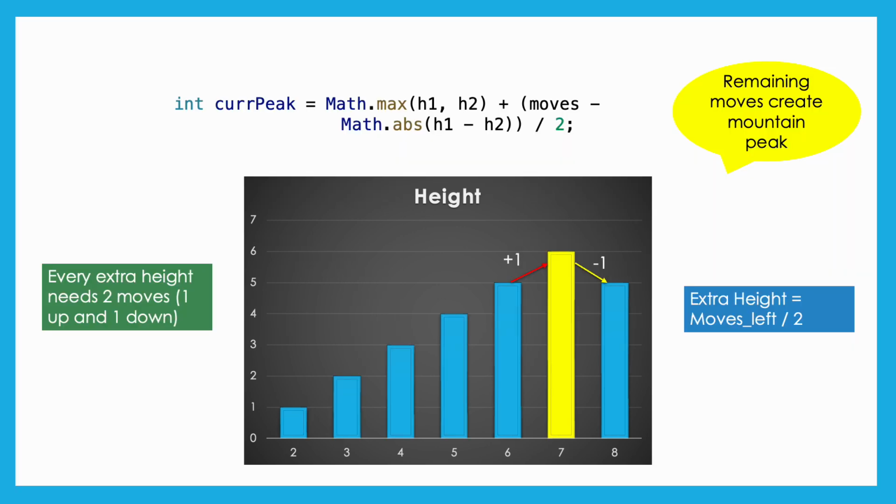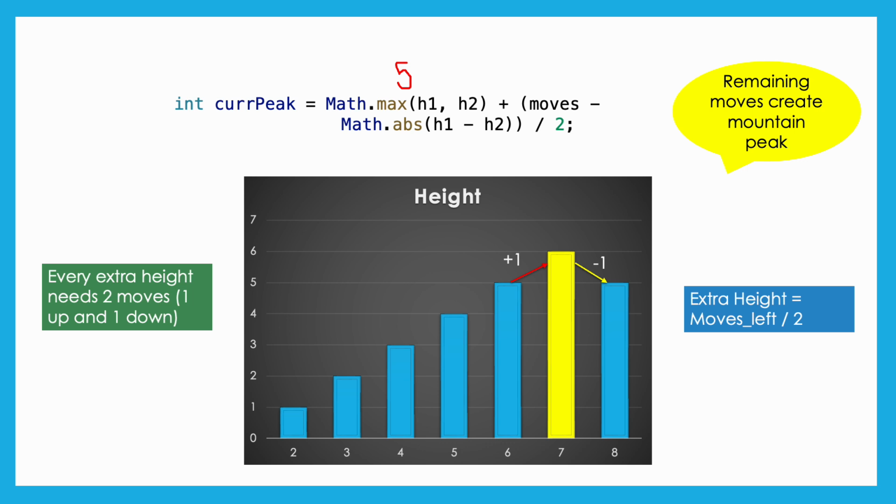Okay. Now, how do we calculate the current peak? So, we'll take the maximum of height 1 and height 2. So it is 5 here. So we have taken 5. So we know that up till 5, we are going to reach normally fine, right?